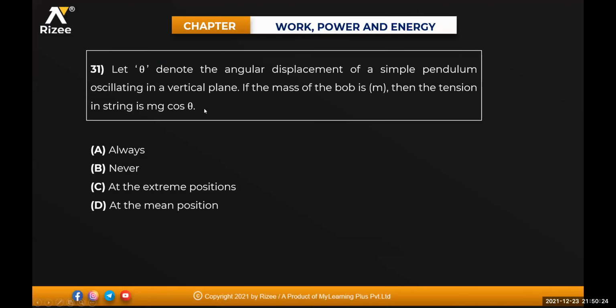Chalo. See this question better. Question number 31. Let theta denote the angular displacement of a simple pendulum oscillating in the vertical plane. If the mass of the bob is m, then the tension in the string is mg cos theta: always, never, at the extreme position, at the mean position. Can anyone give me the answer?